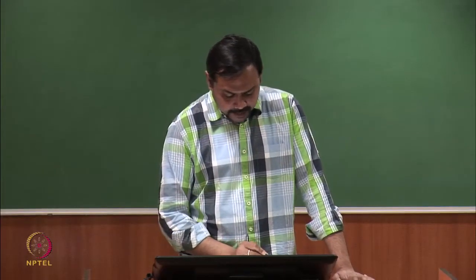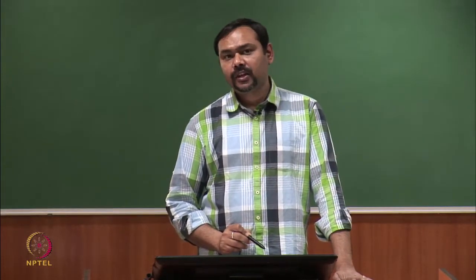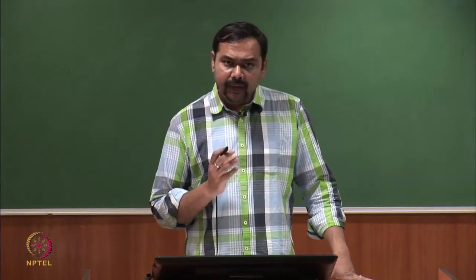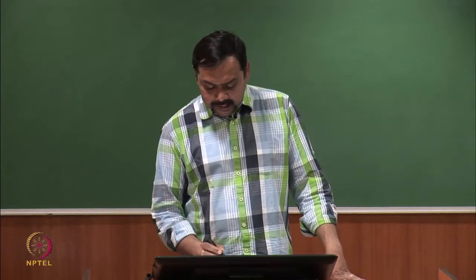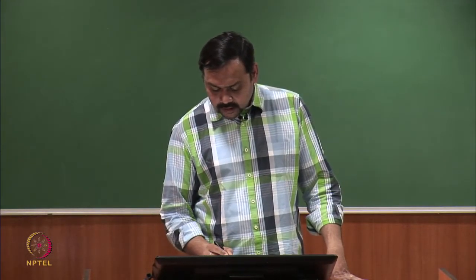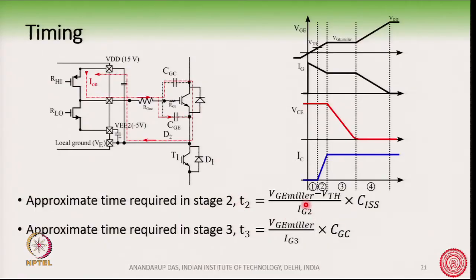Again, the approximate time required in stage 2, again these are very crude approximations. As I told you, these values of capacitance and all vary with voltage. So, a very rough approximation of the time required in stage 2: Ig2 into T2 is the total charge, and this total charge is equal to C times V. So, VGE Miller minus V threshold into CISS.